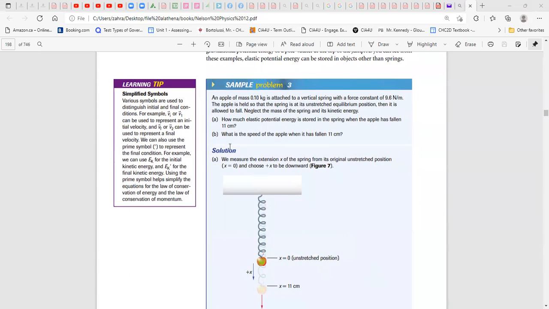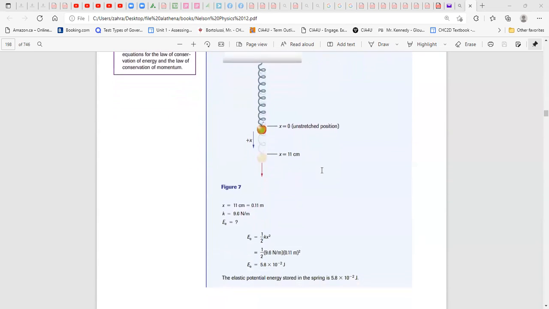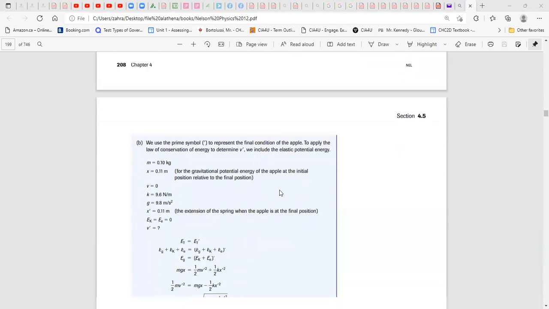Part B asks, what is the speed of the apple when it has fallen 11 centimeters? We can use conservation of energy. So here we have the gravitational potential energy, and the speed here is 0. When it has reached there, we have gravitational potential energy, we have energy stored in the spring, and we have kinetic energy.